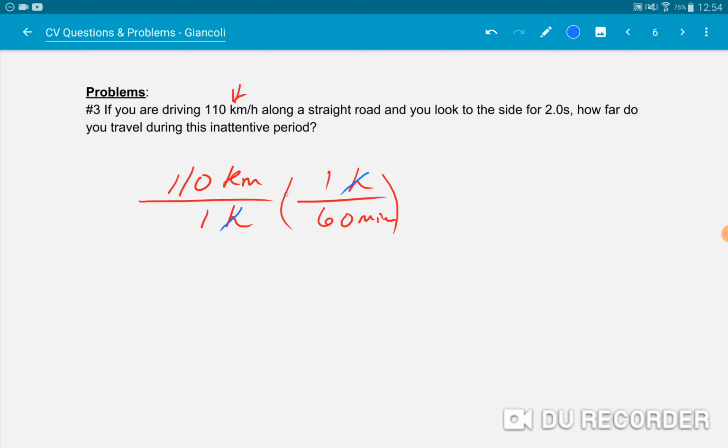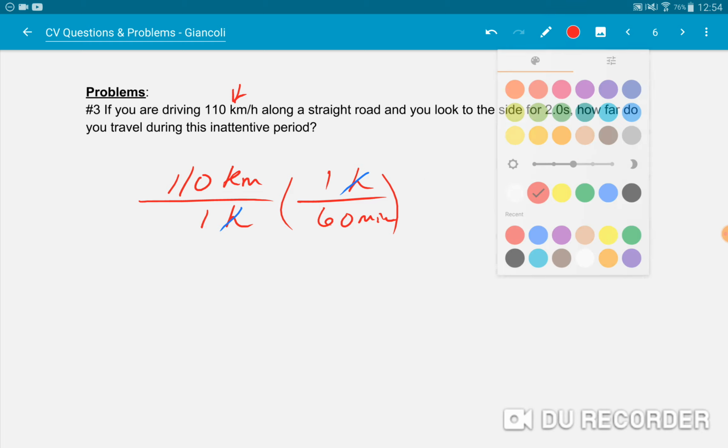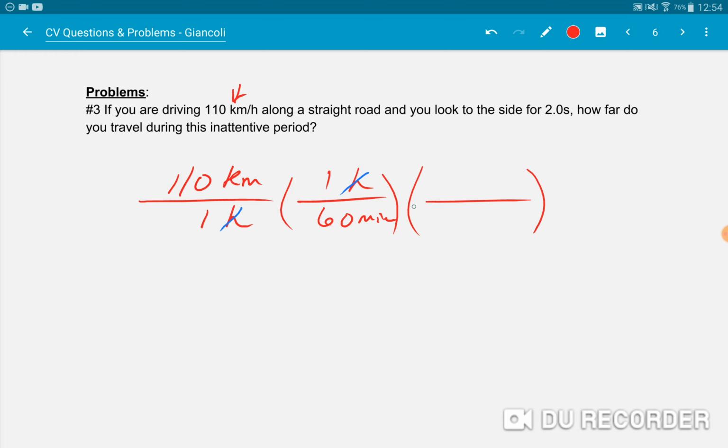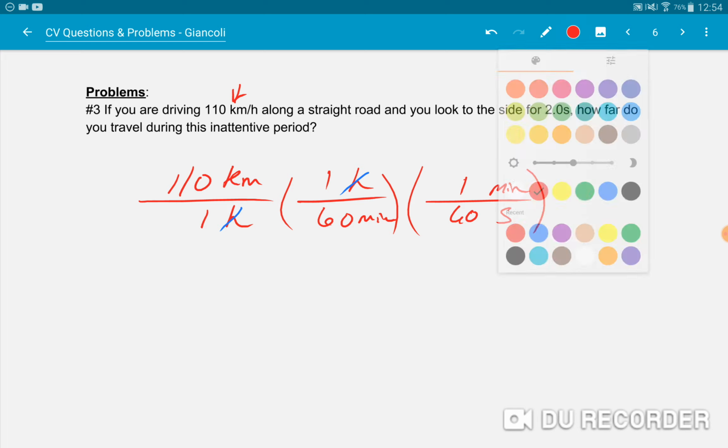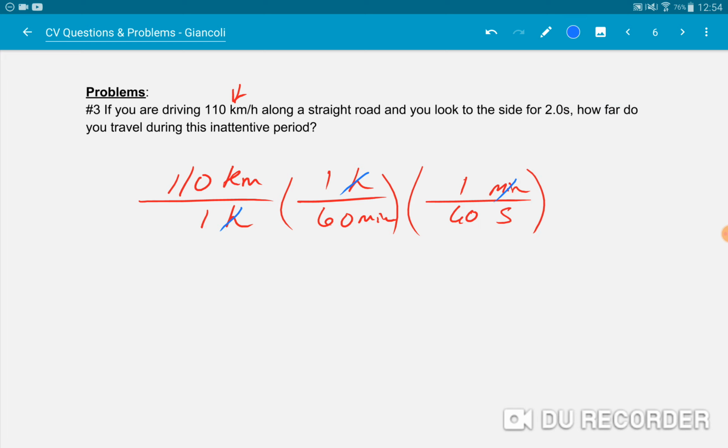But now I'm in kilometers per minute, so let's do that one more time. I want to get rid of the minutes, so they're going to go over here. And I know how many seconds are in a minute: 60 seconds. I chose seconds down there because that's what we're trying to get to, kilometers per second. And so now I have exactly what I need.